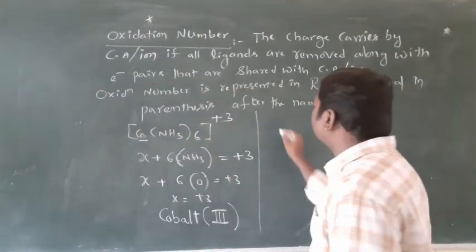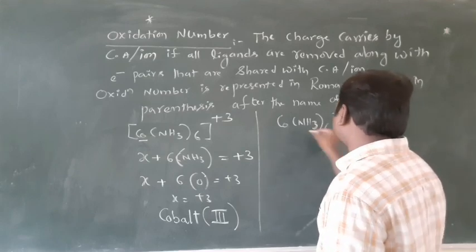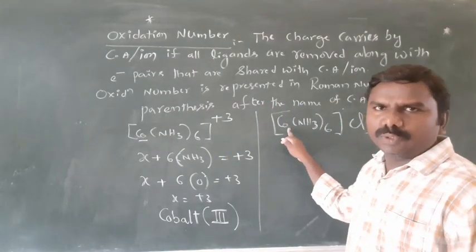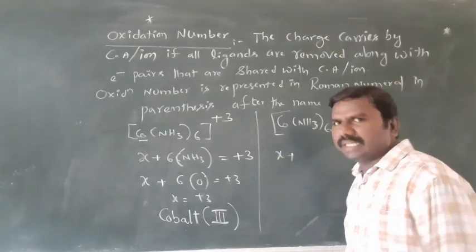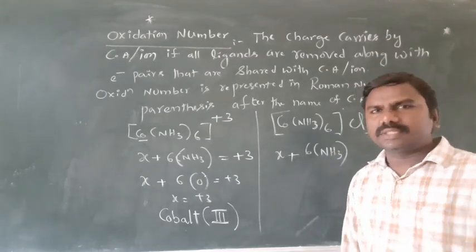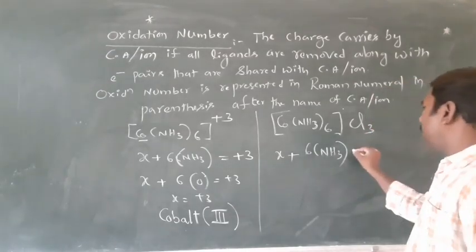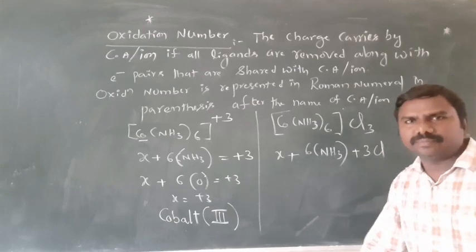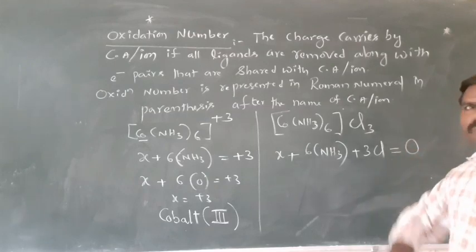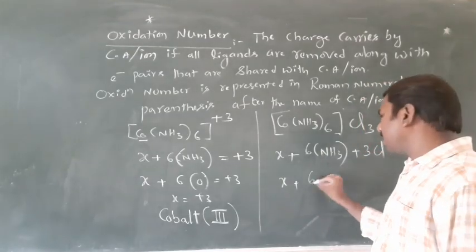Next example, [Co(NH3)6]Cl3. So cobalt is the central atom. We don't know the oxidation state, that's why we consider it as X. 6 NH3s are there. While calculating oxidation state, we need to consider all the ligands as well as counter ions also. Outside, totally 3 chloride ions are there. So there is no charge on this complex. That's why it must be equal to 0. Then X, NH3 is a neutral ligand.